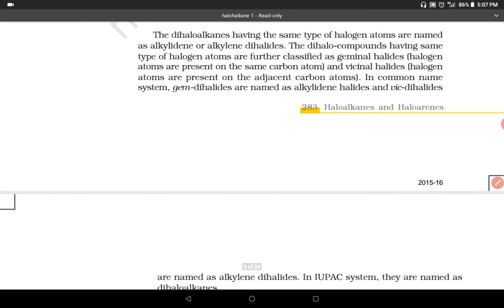Let's read this. The dihaloalkanes having the same type of halogen atoms are named as alkylidine or alkylene dihalide. Let us break up this statement. Okay, this is not a better way, I will give it in the simple way.